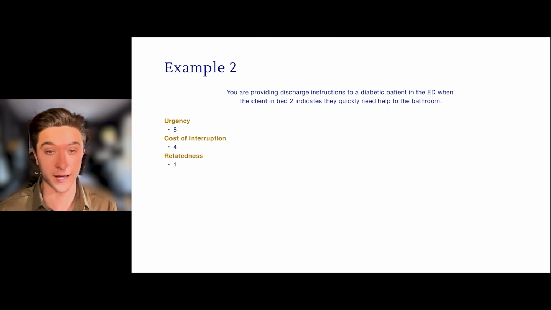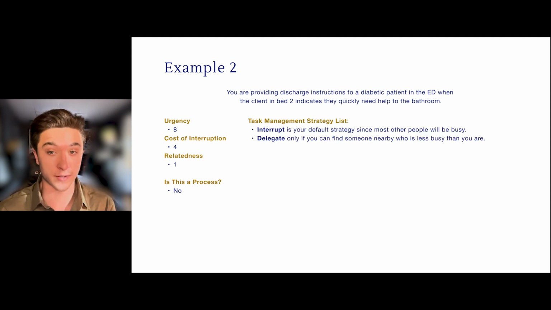So it's here that we ask if the primary task is a part of a process. In this case, providing discharge instructions counts as an individual task and is likely the last thing that you're doing with this patient. So even if it is part of a process, you don't need to worry about interrupting it. It's the last step. So as the urgency is much higher than the cost, interrupting is a viable option as well as delegating. Deciding which strategy is better here is going to depend on the presence and the availability of other people nearby. So if no one else is around to help, or if everyone around you is engaged with high urgency tasks, then you're going to need to interrupt.